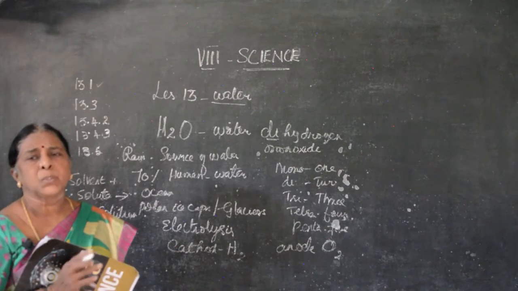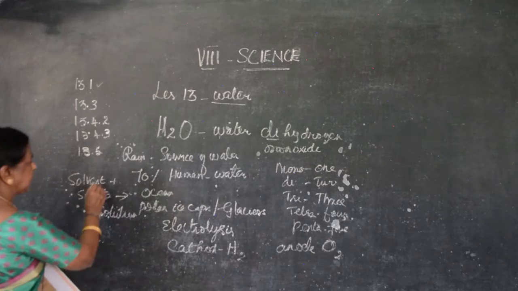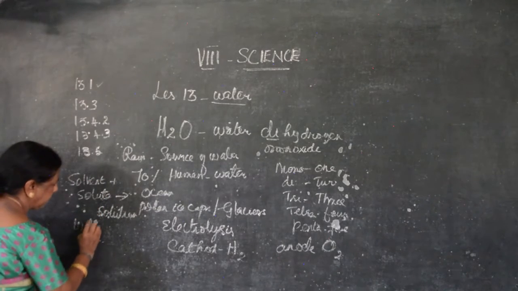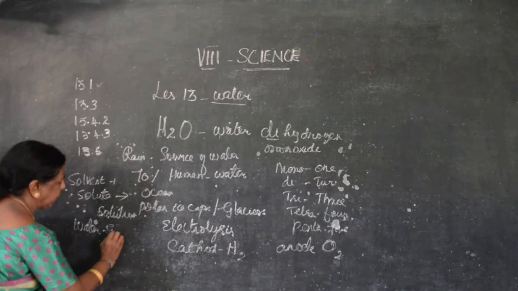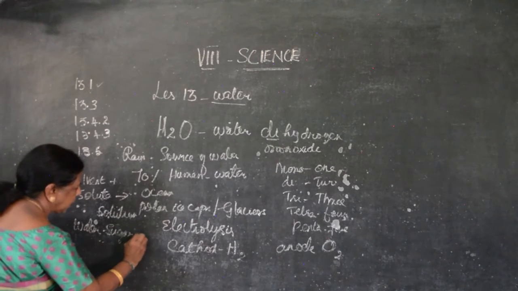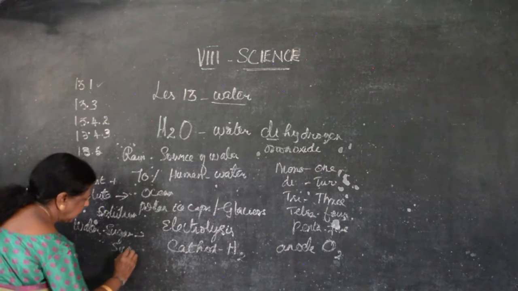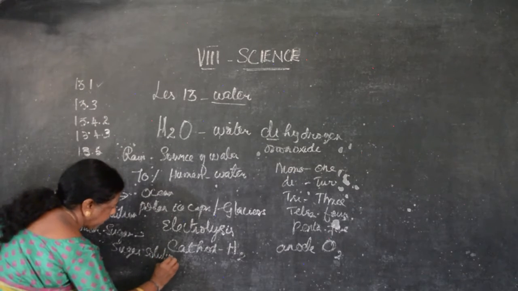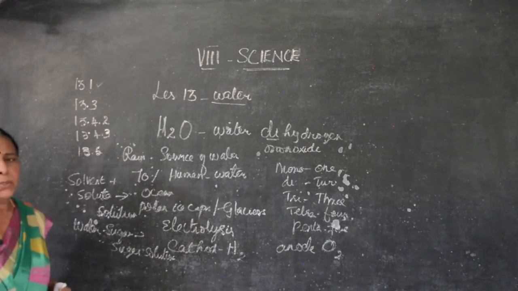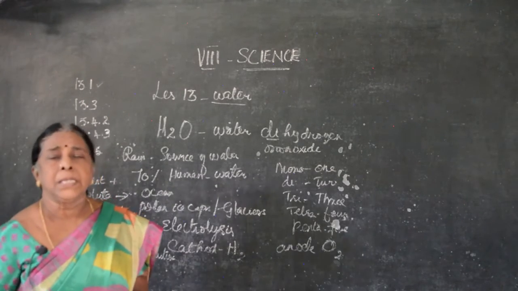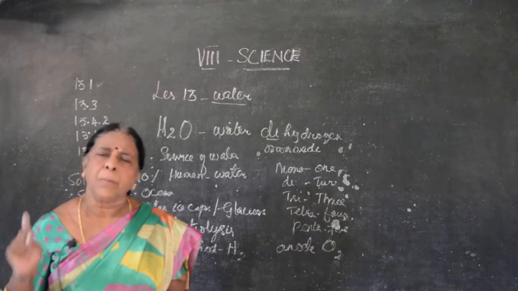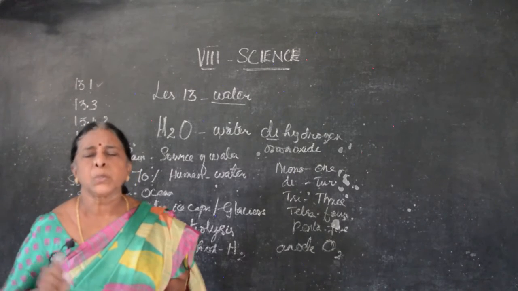For example, sugar solution. What are the things you have taken here? What is the solvent? Water. What is the solute here? Sugar. They both become sugar solution. So this is known as solvent. Here water is a universal solvent. Universe means what? World. Almost all the solutes are soluble in water.